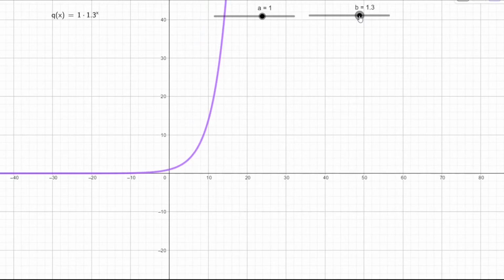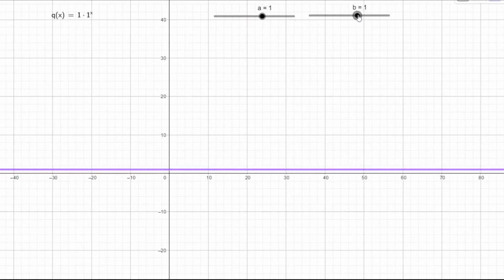Now we're on b is equal to 1. Look at this. As it goes close to 1, you just have y is equal to 1, right? Because when you have a base of 1, it doesn't matter if it's to the power 1,000 or a million, it will always be 1. But look at that, when b is equal to 1, that is not an exponential function. It's just a straight line. So therefore, b cannot be equal to 1 because you are not going to get an exponential function.